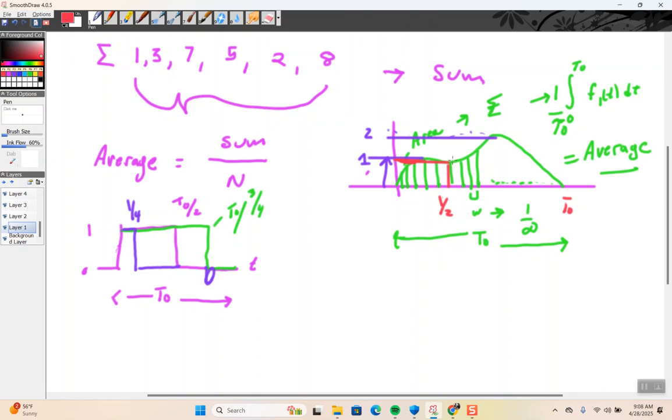I can draw a trapezoid here, again, not perfectly to scale. And then I can draw a triangle here. And so I have area 1 equals a half of the period times 1.